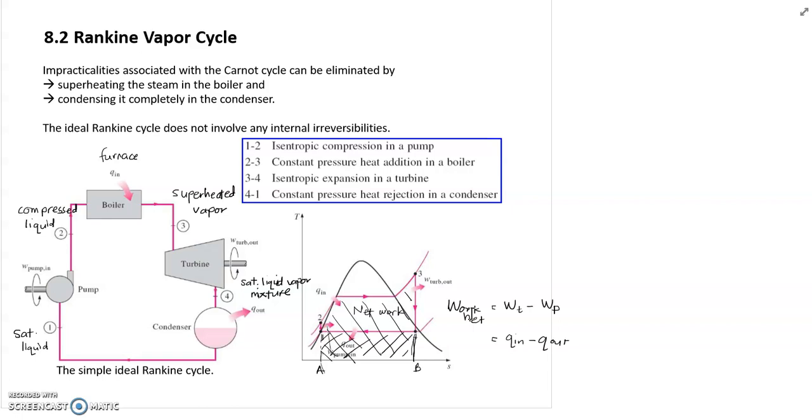So you have learned that there are some issues with the Carnot vapor cycle, and we can eliminate the impracticalities of the Carnot cycle by superheating the steam in the boiler and condensing it completely in the condenser. So the issue can be solved with the simple ideal Rankine cycle.